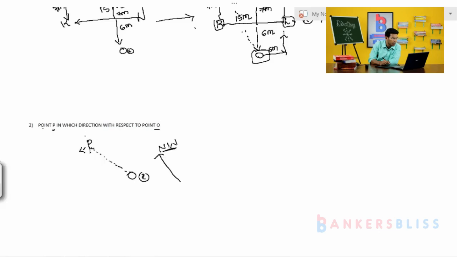Is it clear? Point P is in which direction with respect to the point O? They are asking from point O to point P. Suppose the point P is here. Which direction do we have, the intercardinal one? It is nothing but northwest. Is it clear, guys? That's it. We'll move to the next problem.